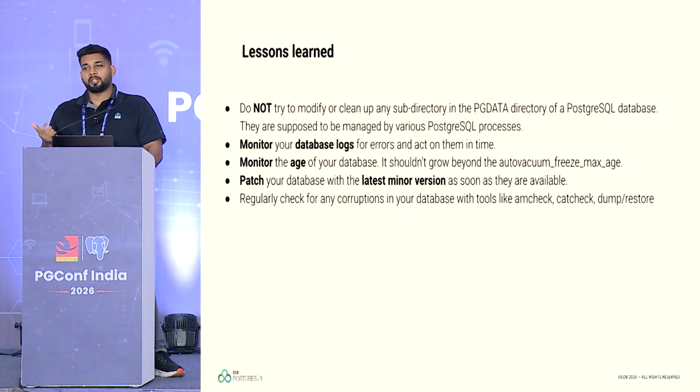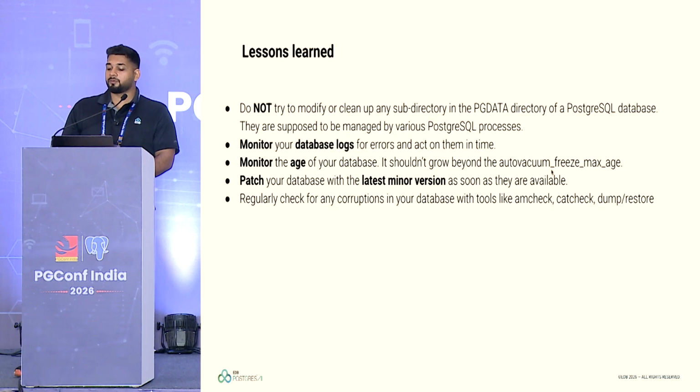If the customer had monitored the database age, they would have seen that the age of this database was growing at a rapid pace and was not keeping up. There's a parameter called autovacuum_freeze_max_age, which tells Postgres that if any table within a database has an age higher than this, it needs to be frozen. Basically, vacuum needs to freeze that table or the tuples within it. And if your database age is growing beyond this number, it's supposed to send out an alarm.